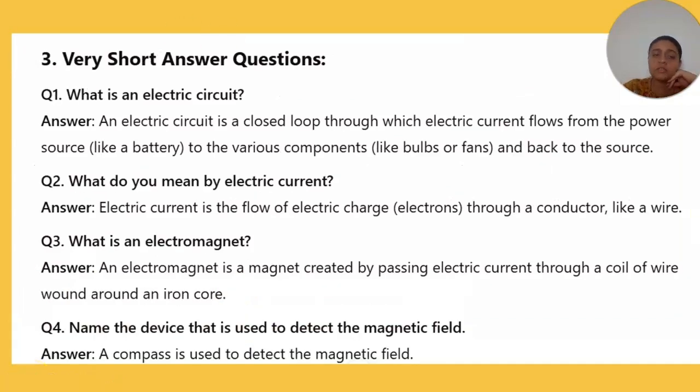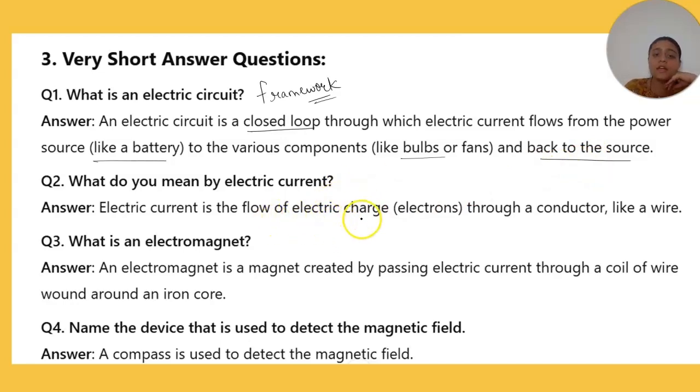Very short question. So what is an electric circuit? You already know that an electric circuit is a kind of framework in which the current flows, right? An electric circuit is a closed loop through which electric current flows from the power source, like a battery, to the various components like bulbs or fans and back to the source. You already know it. If you don't know it, please go and revise part 1 first. I am going to attach the link in the description box.